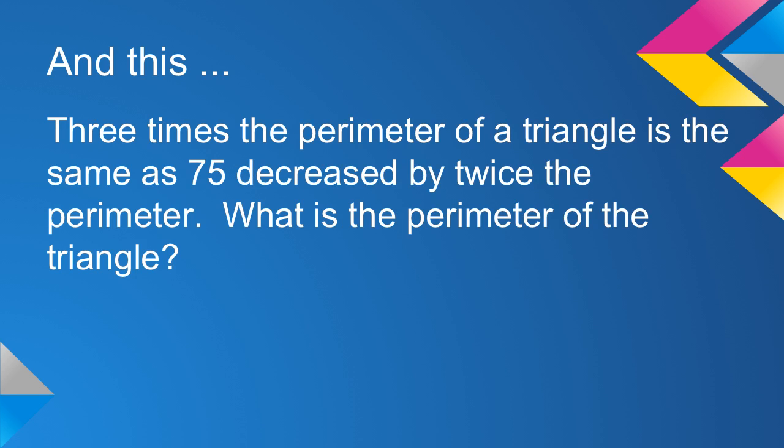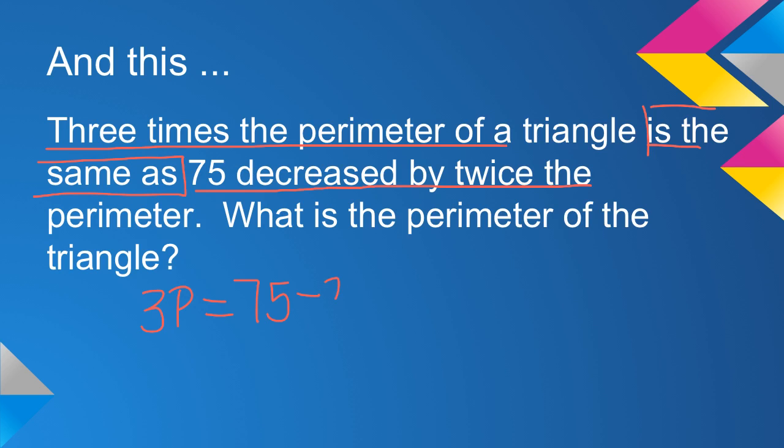All right, so here's what I'm thinking. 3 times the perimeter is the same as, is an equal sign, 75 decreased by twice the perimeter. 75 decreased by 2 perimeters. Okay.